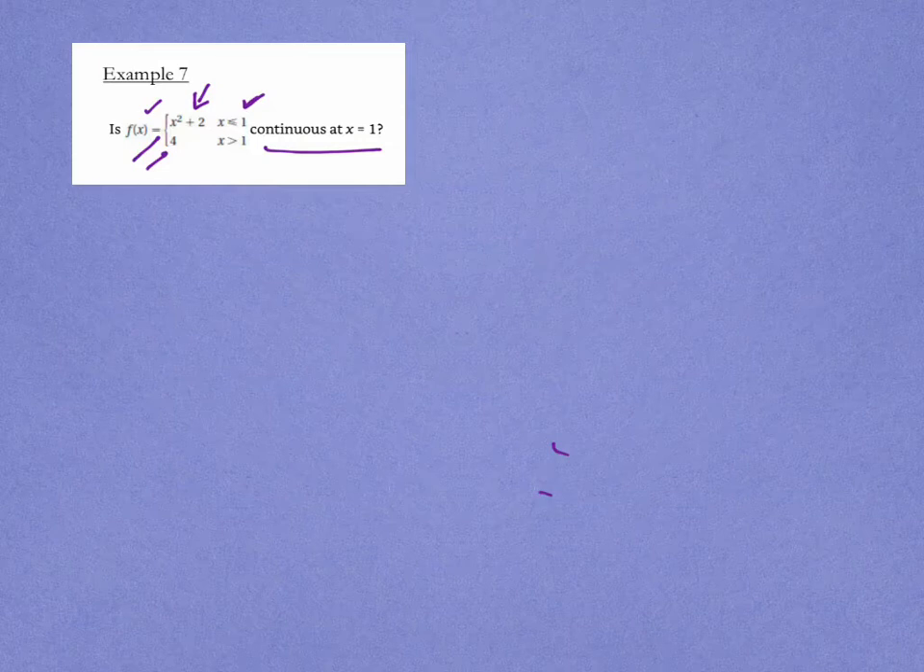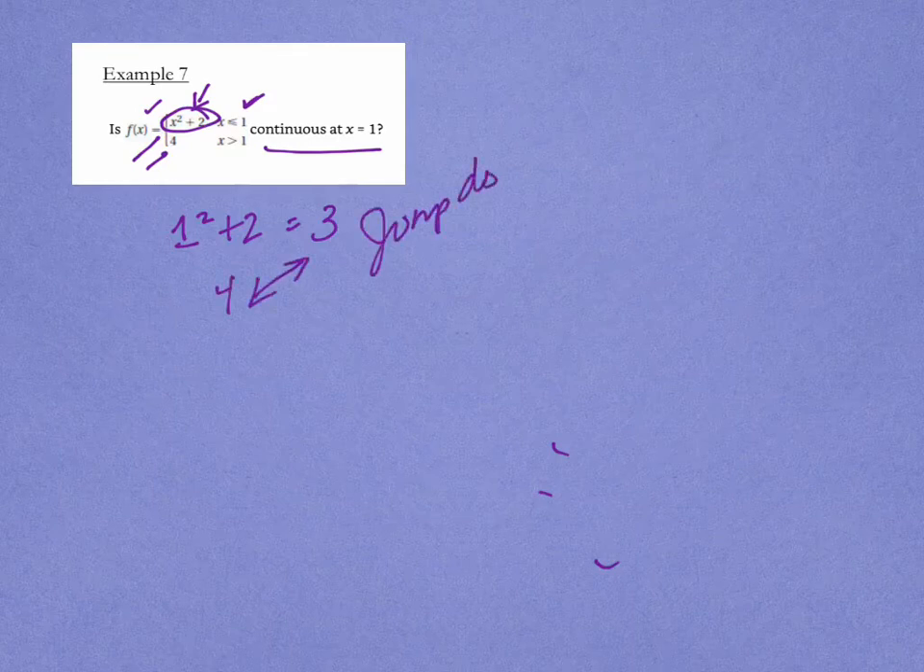And so we just want to make sure that this top one equals 4 at 1. So if I put 1 in there, I get 1 squared plus 2, which is equal to 3. And then everything after that would be equal to 4. So this is going to have a jump discontinuity. In other words, when I substitute 1 in, I got 3 for the top. And when I substituted 1 in, which there's no substitution, I get 4.